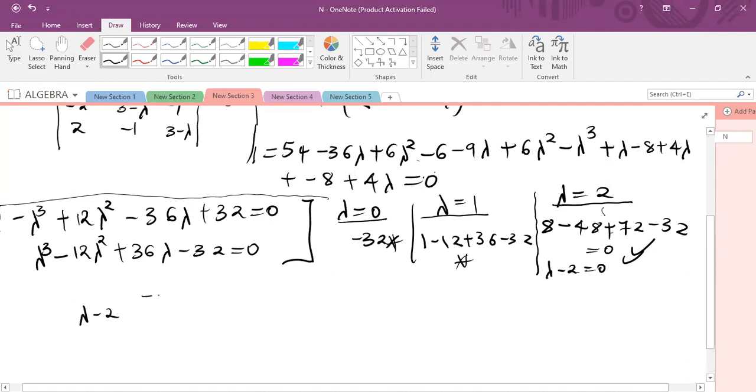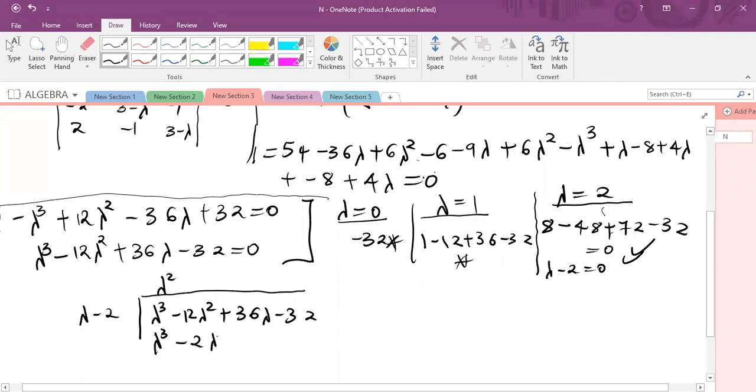So lambda minus 2, and then we are going to have lambda cubed minus 12 lambda squared plus 36 lambda minus 32. Okay, so carry out long division to get lambda cubed here. Take lambda squared, so multiplying this by this, we will have lambda cubed. This by this, we will have minus 2 lambda squared. So what does that give? This will give 0 here, minus 12 plus 2, that will give minus 10 lambda squared. Bring this down, so we'll have plus 36 lambda. To get minus 10 lambda squared, we'll have minus 10 lambda there.